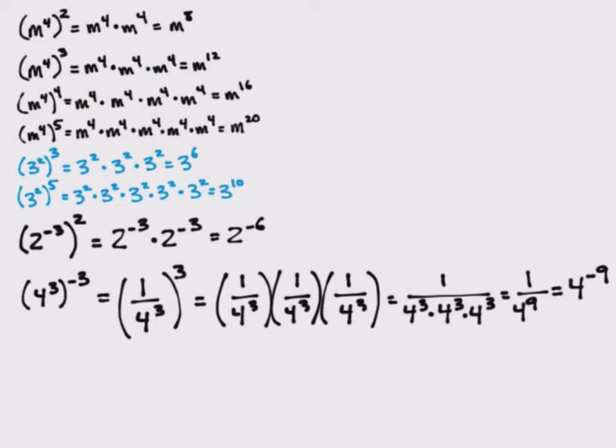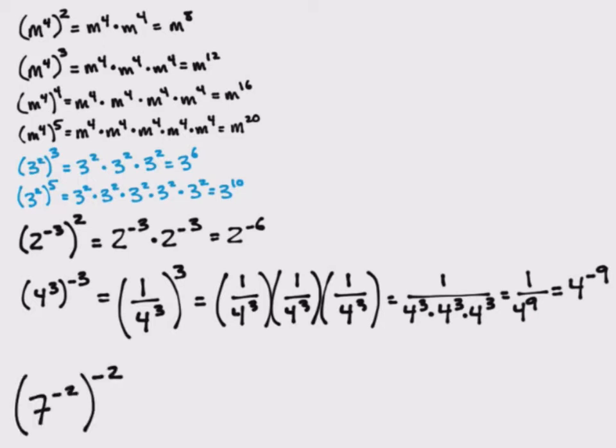And eventually, we end up with 4 to the negative 9th power, which is exactly what we would have gotten if we had simply multiplied our exponents to begin with. 3 times negative 3 is negative 9, 4 to the negative 9th power was our outcome. One more example in which both exponents are negative.